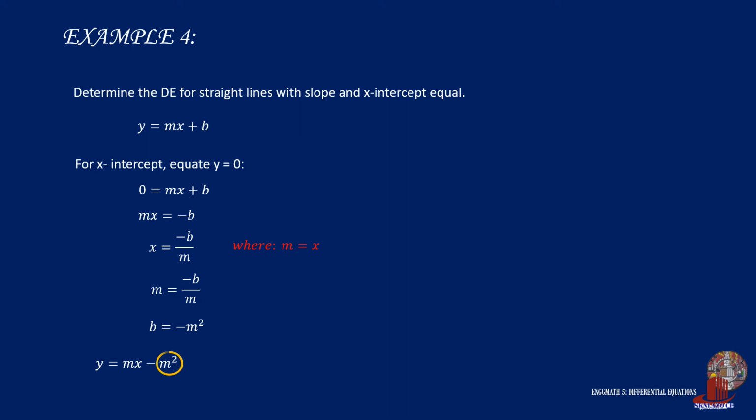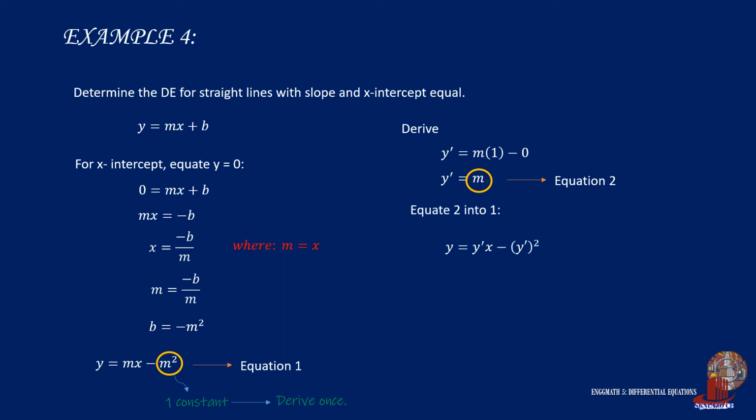So in the resulting formula, there is one constant requiring one derivation. If we derive, we get y prime is equal to m times 1 minus 0, which is simplified as y prime is equal to m. And until this point, m is still present, which would require some substitution. So take y prime as equation 2 with the original equation as the first, and plug them together to have y is equal to y prime x minus y prime squared. Then arrange the terms to get y prime squared minus xy prime plus y is equal to 0.